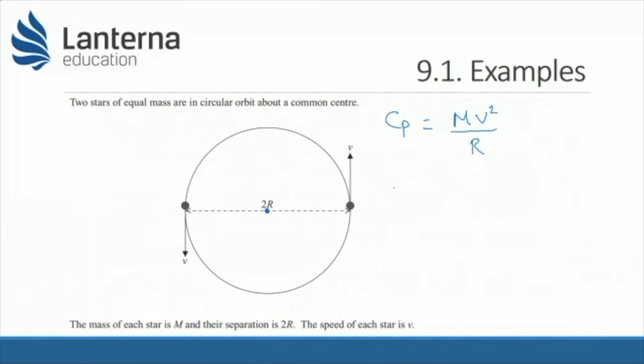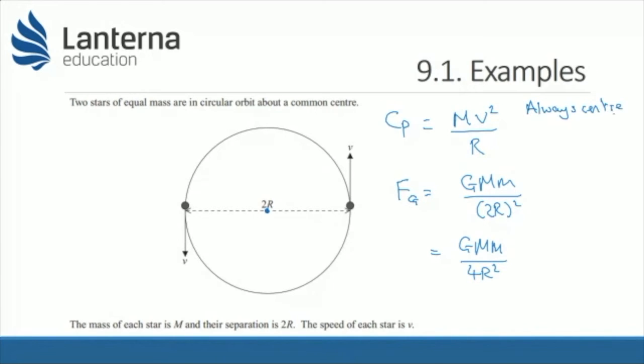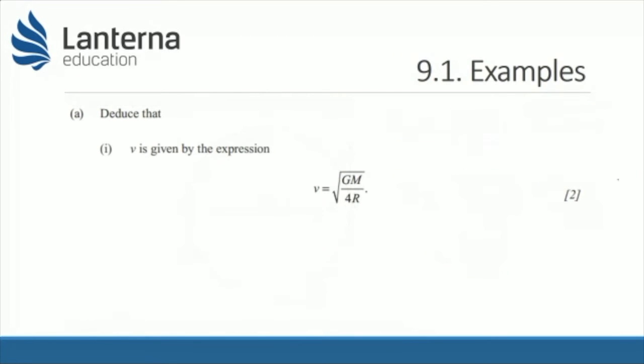But for this one, the gravitational force, Fg, is equal to Gmm over, and remember for the gravitational force, it's the separation between objects. So this is going to be 2r squared, so capital G mm over 4r squared. The reason this is just 1r is because the centripetal force is always toward the center of the circle, and the gravitational force is always between the objects. I'm expecting this is going to come up in the question we get asked.